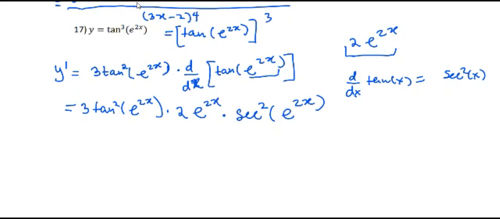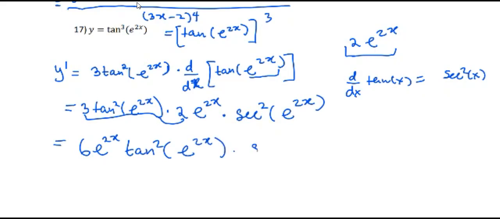And then we can just rearrange some terms here. We have 3 times 2, which is going to be 6. So this is 6 e to the 2x tan squared of e to the 2x, multiplied by secant squared of e to the 2x. Perfect.